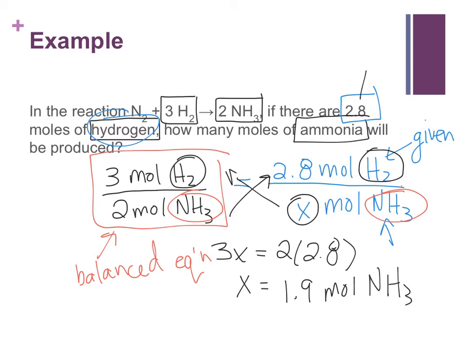Okay. 2 significant digits here because we've got 2 sig digs for our moles of hydrogen, and we're only multiplying and dividing, so our answer should have 2 sig digs as well.